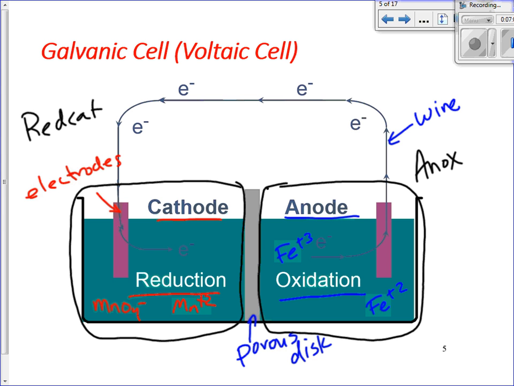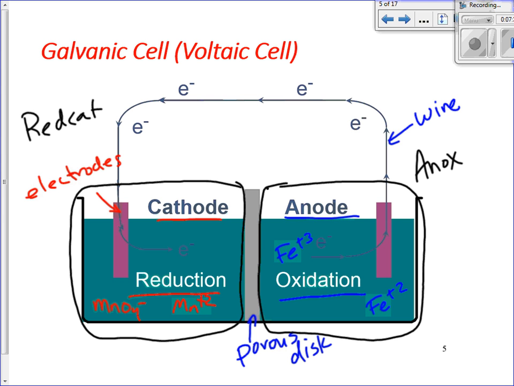Oxidation, it's splitting apart, giving away the electron. The reduction coming over here is gaining the electron. Okay? So that would be our lovely picture. So what occurs at the anode of the galvanic cell? Oxidation. What occurs at the cathode? Reduction. Electrons will spontaneously flow from the anode to the cathode.